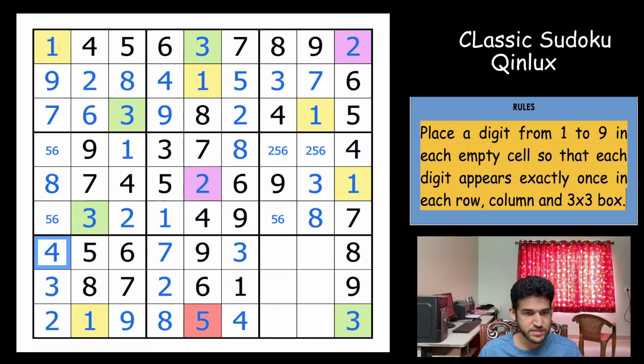So 4, 5, 6, 3, 7, 8 and 9. So I need 1 and 2. So this is 1. So that's 1 here and that's 2 here. That gives me a 2 here. This becomes a 5 or a 6. 2, 3, 8 and 1, 7, 9.